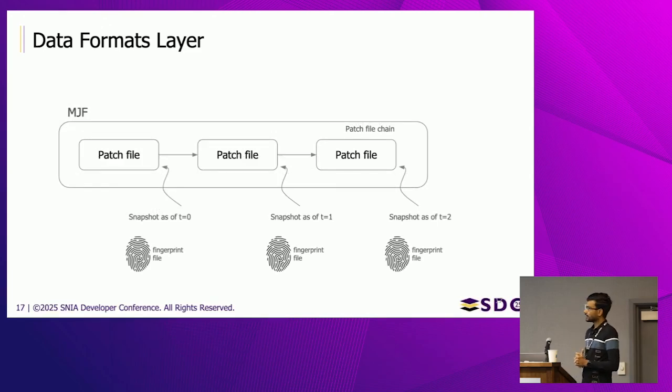So this is how a patch file chain would look. You have a snapshot at time t equals 0, a snapshot at time t equals 1, and a snapshot at time t equals 2. All of these snapshots point to a patch file in the patch file chain, and all of these patch files just contain the incremental from the last snapshot. So you are ingesting only the minimal data that was changed since the last snapshot, which is contained in the patch file. And along with the patch file chain, you also have a fingerprint file, which represents the SHA-1 of the entire logical space with each snapshot.